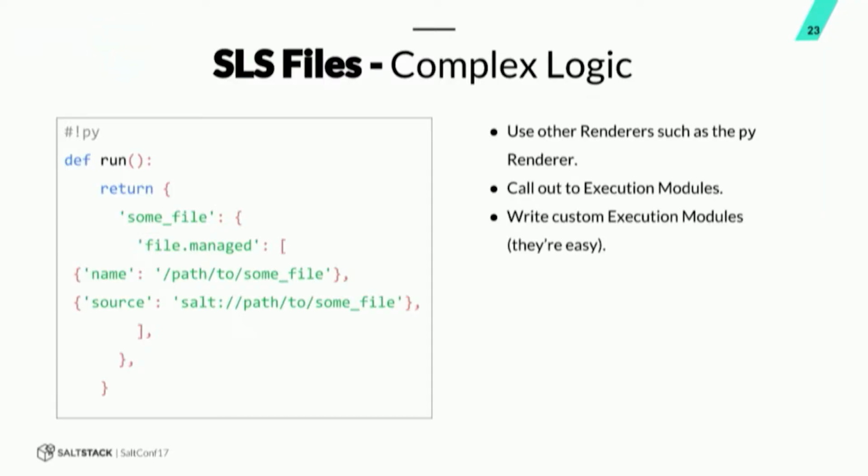So, and again, keep complex logic out of states. Use the Pi renderer if you want. If you wanted to use the Pi renderer, it looks like this. So you can see I'm just doing a regular file.managed here. There's the name argument, there's the source argument. So file.managed is a list, right?